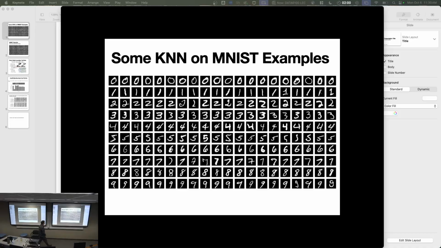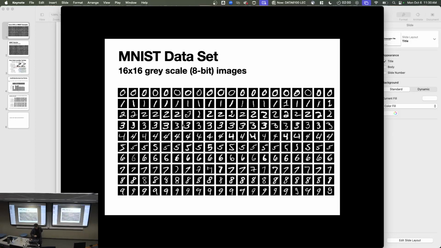The example I'm going to show you today is something called the MNIST dataset. And these are examples from the MNIST dataset. What is the MNIST dataset? The next slide actually has a little bit more information. They are images that are 16 by 16 pixels, and they are pictures of digits. And what are the classes? The classes are what digit it is. So here are some examples of zeros from the MNIST dataset. There are some examples of ones and twos and threes and so on.